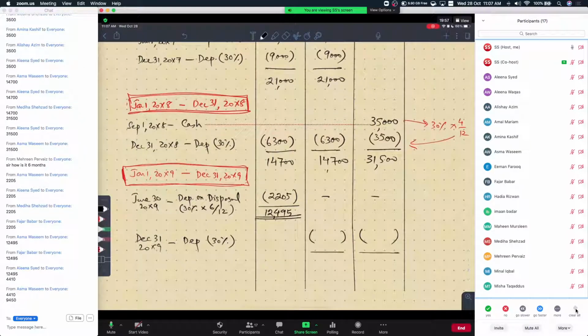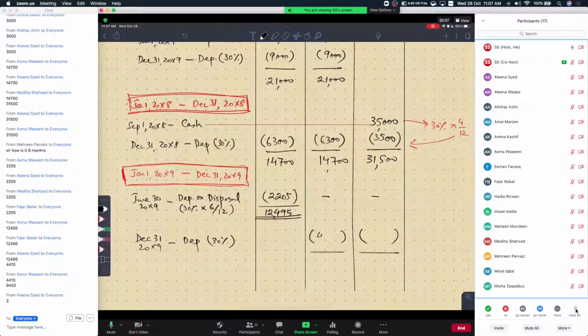And we are going to charge a full 30%, 9450 for van 2 or van 3. Asma? Acha, 4410 and 9450. Okay. 4410. Please, everyone, do your own calculations. Don't copy paste values from the screen here, right?